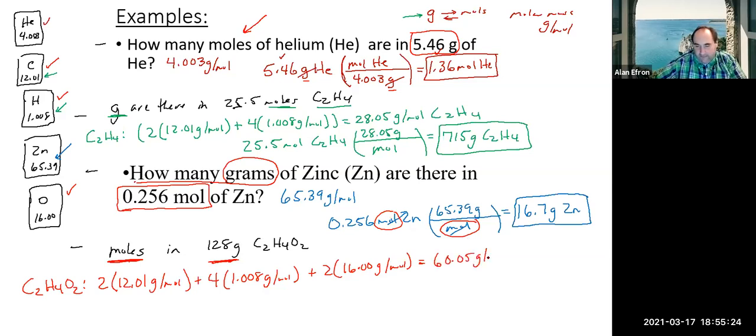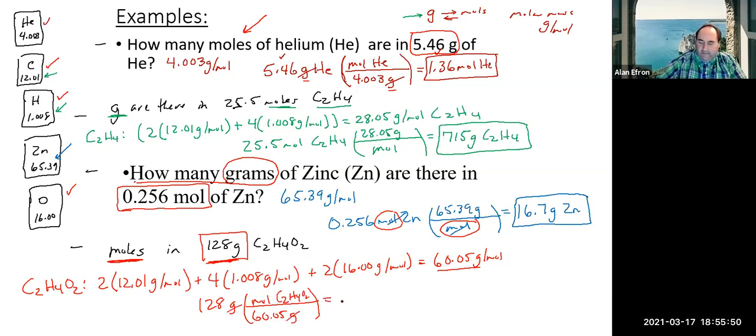60.05 grams per mole. So again, we're going to start with the number that was given to us, and that's 128, and the units there are grams. So that is how we're going to know we want to get rid of grams. Also going to tell us that we need to put the gram part of this on the bottom, which basically means we're dividing by it. Grams will cancel, will leave us with moles.